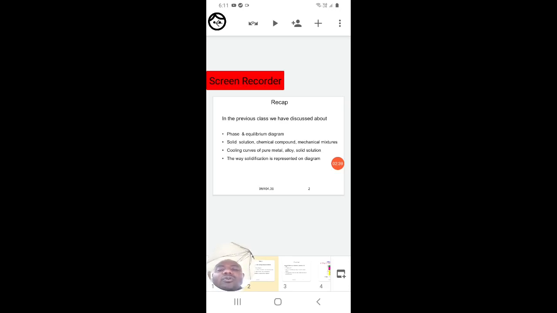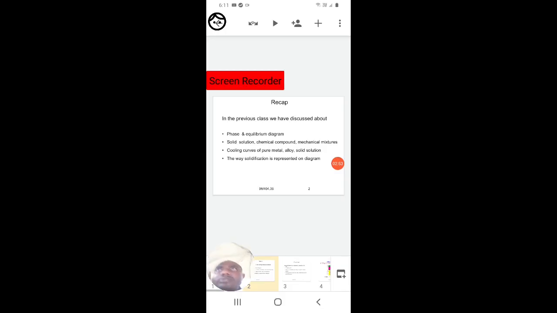Next, we will also discuss cooling curves of pure metals and alloys, and solid solution alloying. In our diploma syllabus we will see the binary system alloy, where two types of materials are mixed. That's why it is called binary system alloying. We will analyze only the binary system equilibrium diagram. Next, the way solidification is represented on the diagram. You saw all these in the last class.